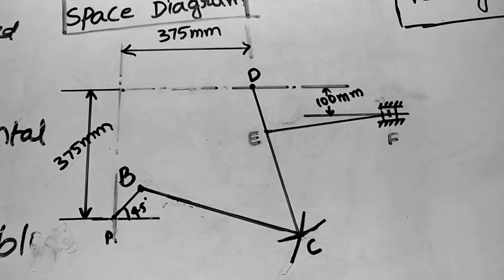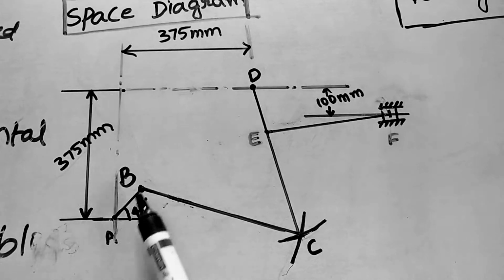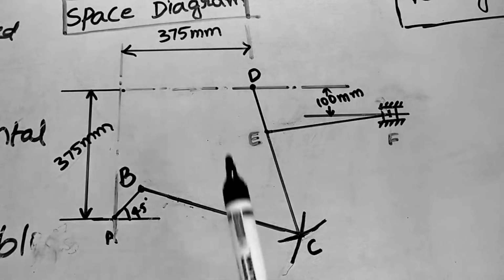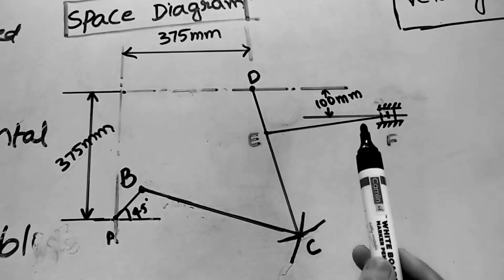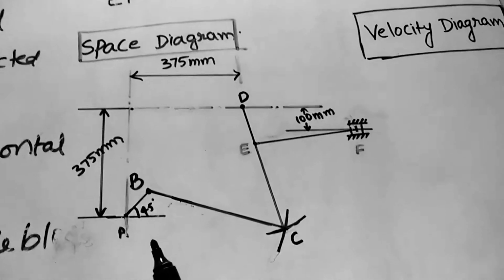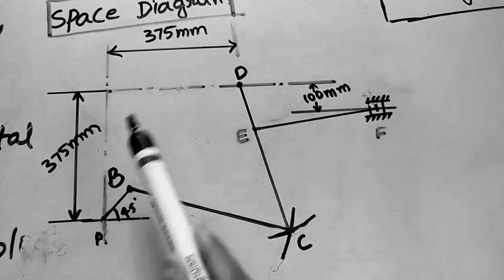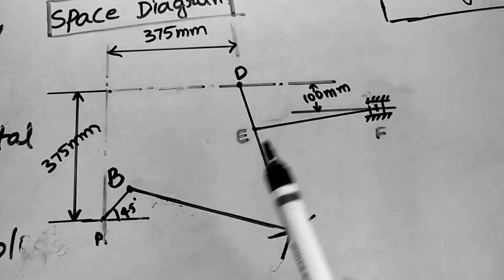Hi to all. Today we will see the velocity diagram of this given mechanism. The diagram is given. In the question, the lengths AB, BC, CD and EF are all given. Here the dimensions are lengthy, 37.5 centimeter, 37.5 centimeter like that.